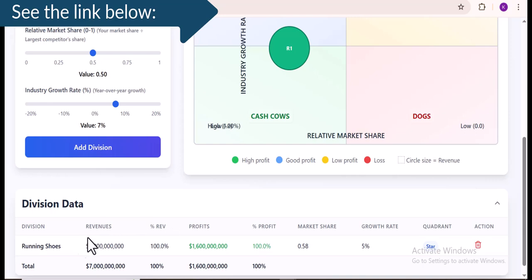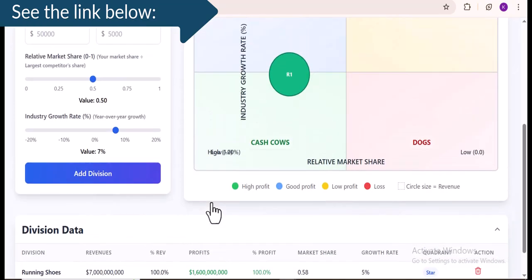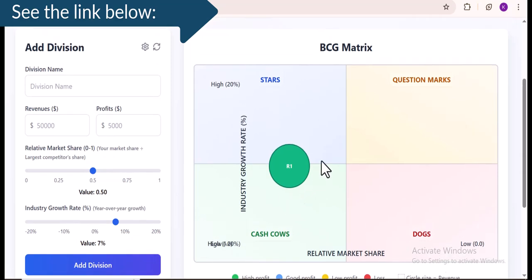So I have just given one input into this matrix. You can see the running shoe, the first product line, where the revenue is 7 million, and the profit figure you have to enter automatically. I'll show you where you are going to get these values, the market share and the growth rate. Once you enter these data points in this table and put in all those values, automatically you will get the position in the relevant quadrant.